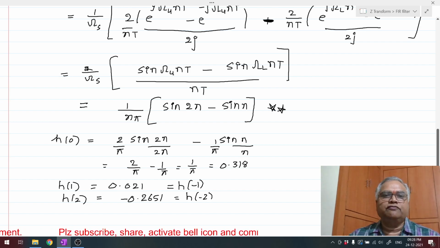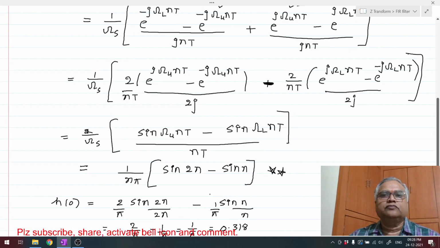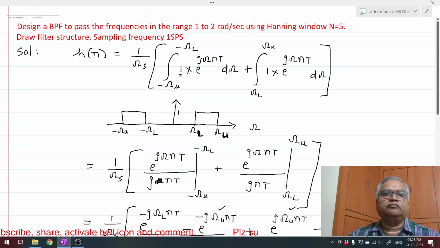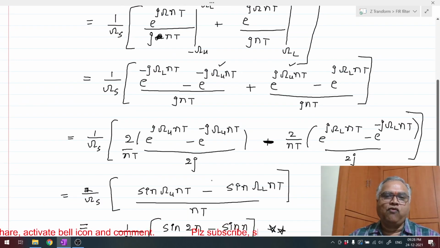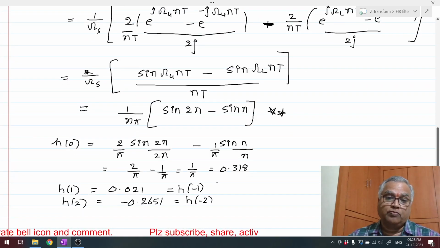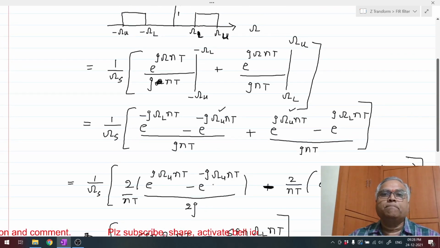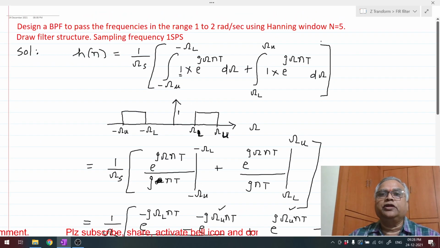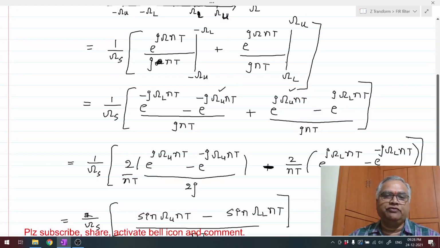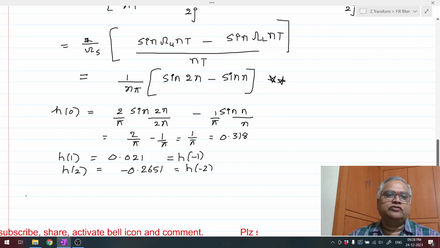So in total, as earlier, we are already given Hanning window n equal to 5. That's why, because of 5, h of 1 and h of 2 are sufficient. H of minus 1, h of minus 2, h of 0, total 5 we got it.